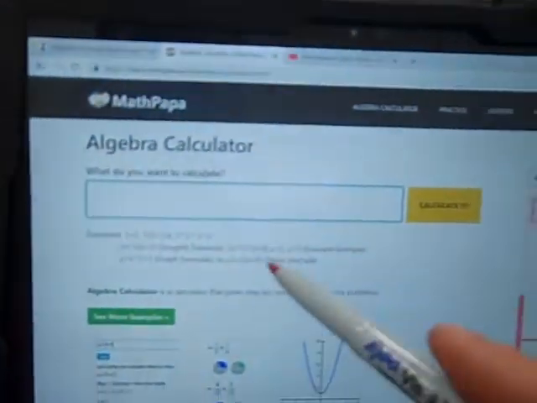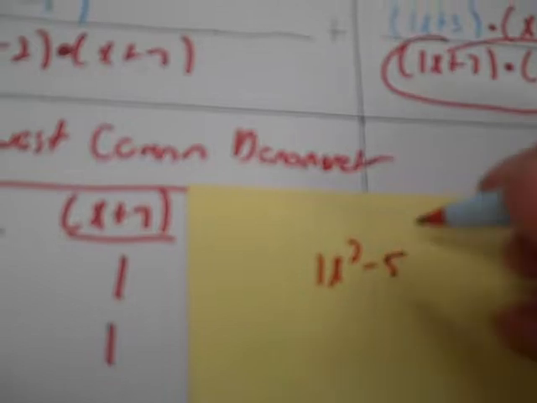Now here's what we need to do about the top. You're going to use your Math Papa algebra calculator, because if you don't have that, it's a pain. Because you've got 1x squared minus 5, and over on this fraction, you've got 1x plus 3 times x minus 2. You don't need to write this down. I'm just showing you how you would combine it.